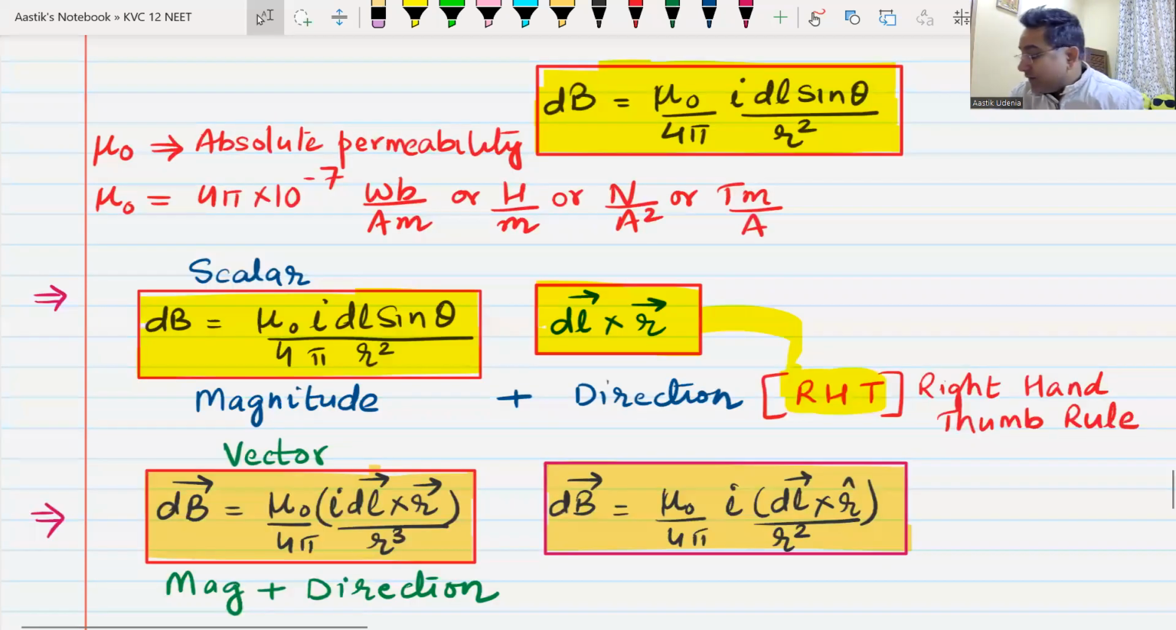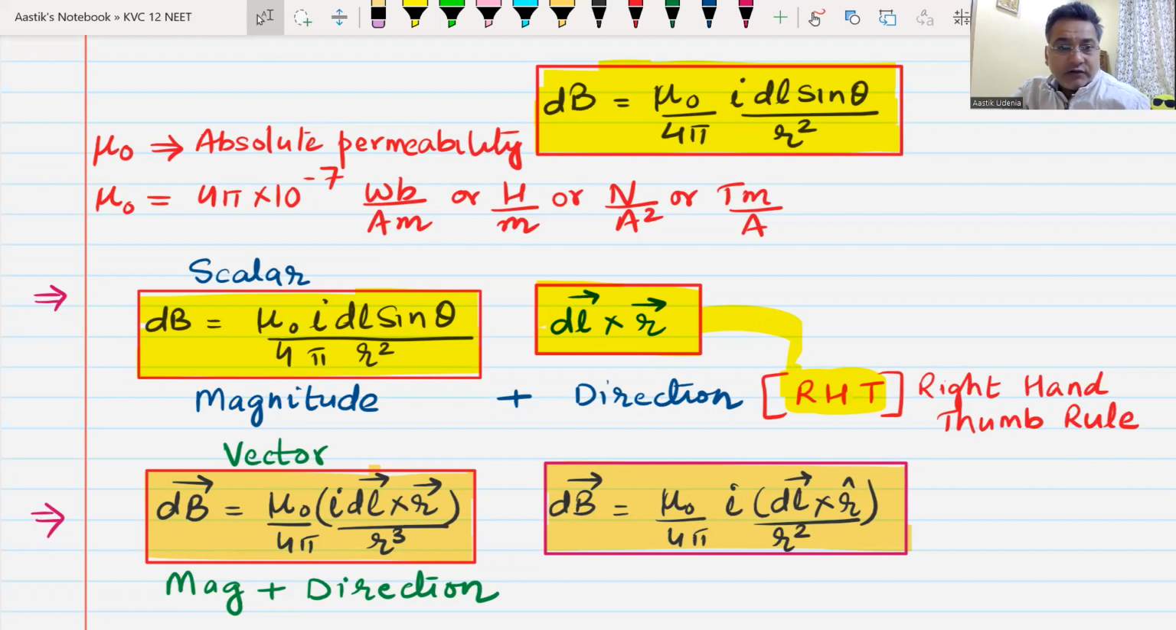We also have the vector formula for this. Remember, magnetic field is a vector quantity, and the direction of magnetic field is given by dl cross r, the cross product. Do we remember this cross product? Yes or no? You remember this cross product?